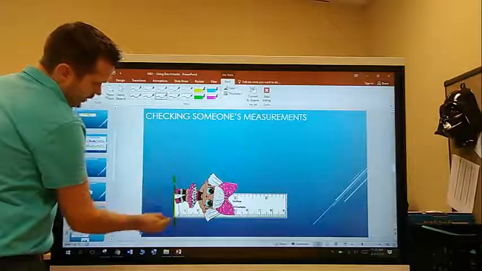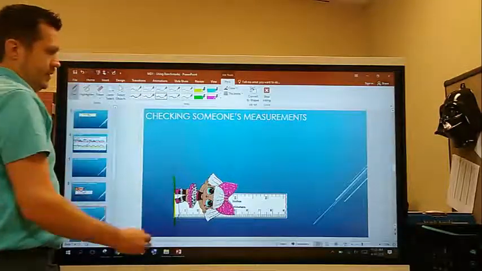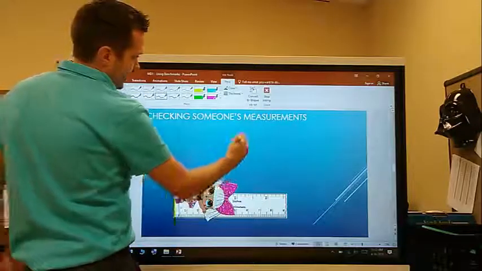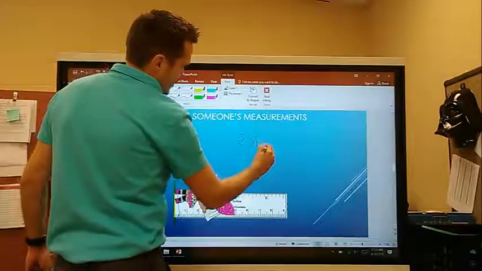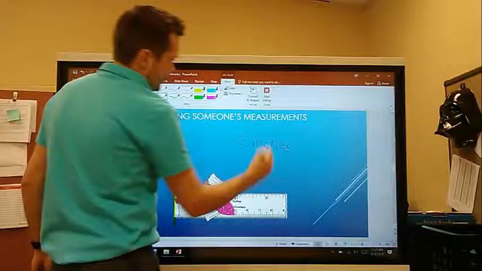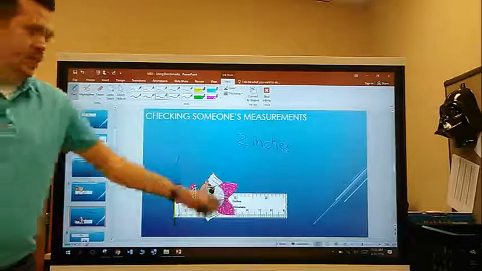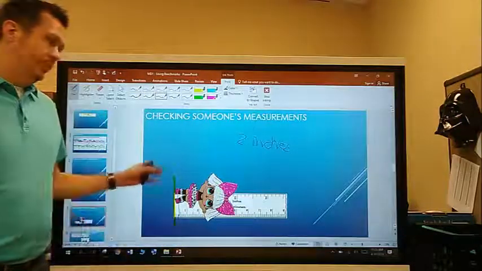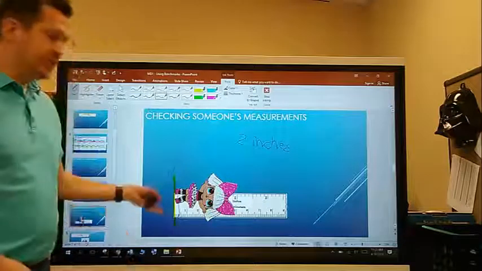He had it on the 0 line, so yes, he used the ruler right, and he even said it was 2 inches, which is what it turned out to be, 2 inches. So it was 2 inches long, that LOL doll. So when you're checking somebody else's measurements, make sure they're at that 0 line.